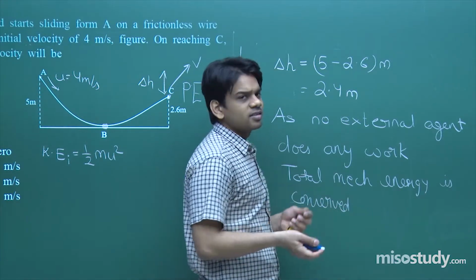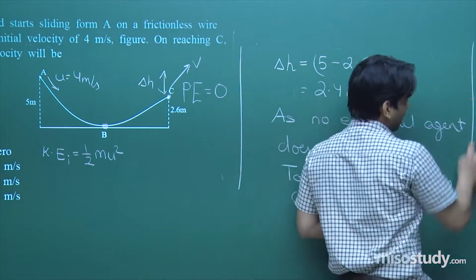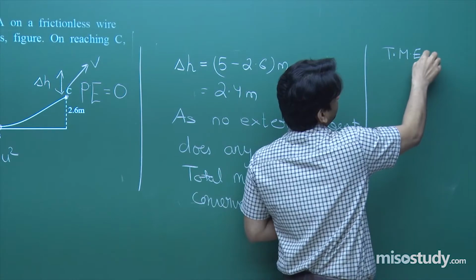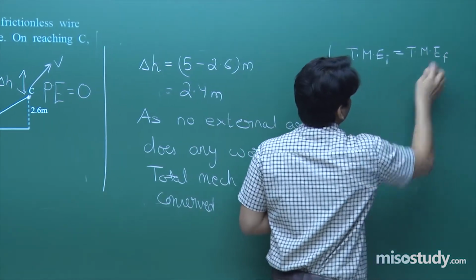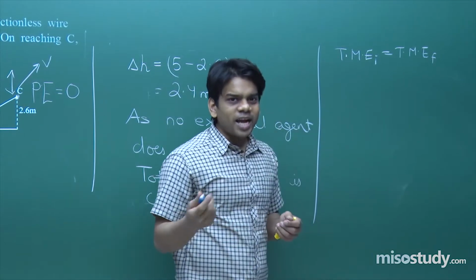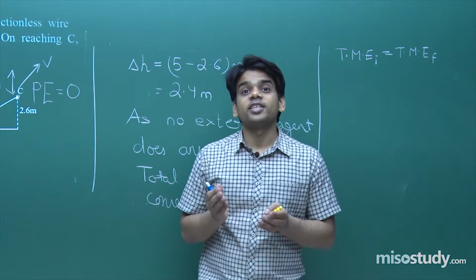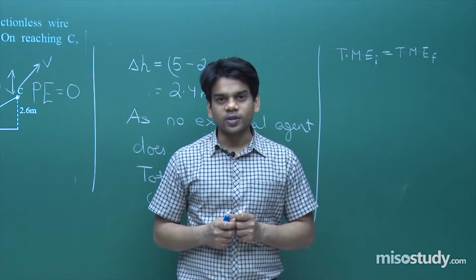When total mechanical energy is conserved, using the law of conservation of energy, we can say that total mechanical energy initial is equal to total mechanical energy final. Initially it's having kinetic energy. Its potential energy has to be given with respect to point C, not with respect to B. For our convenience we are doing that.